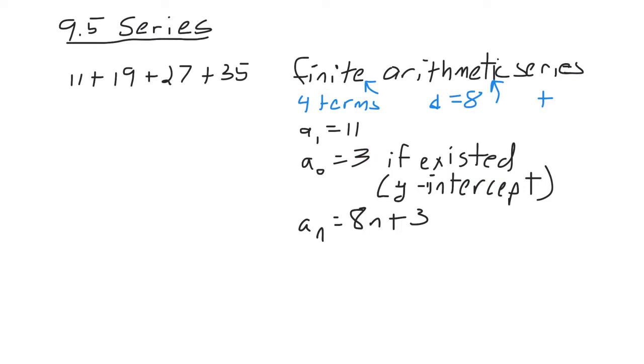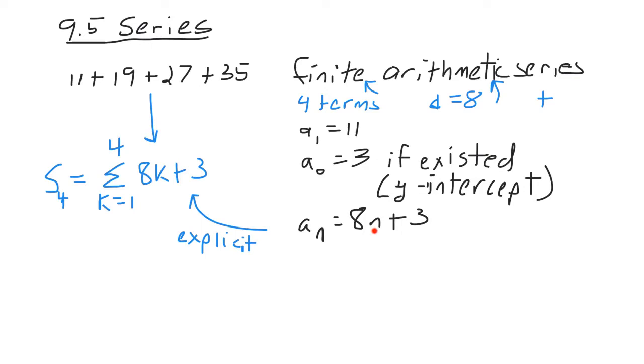If we're going to write a y equals mx plus b equation, y is replaced by a sub n, x is replaced by n, m is replaced by the common difference, and there's our y-intercept, a theoretical term 0. That's just a quick way to write the equation without going through the whole point-slope form and distributing.